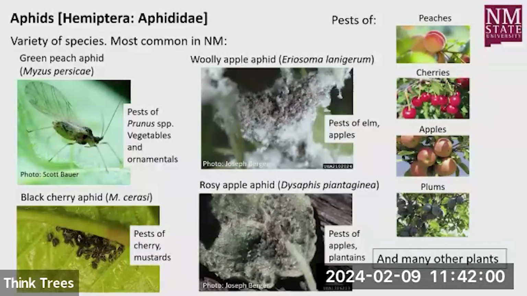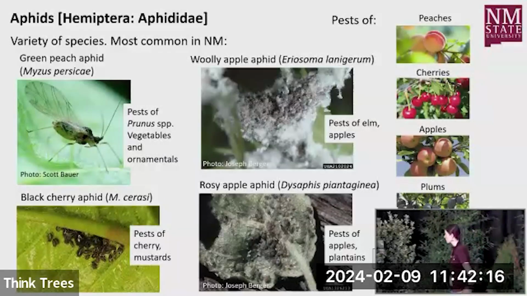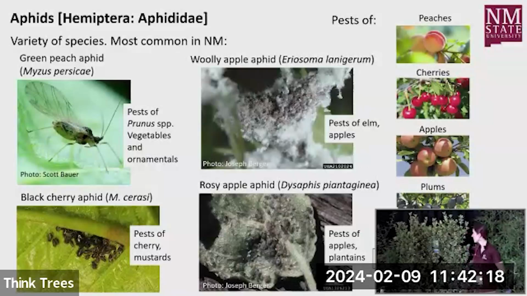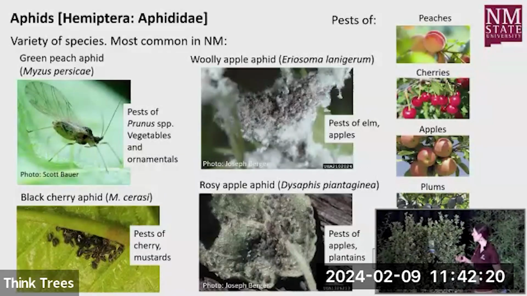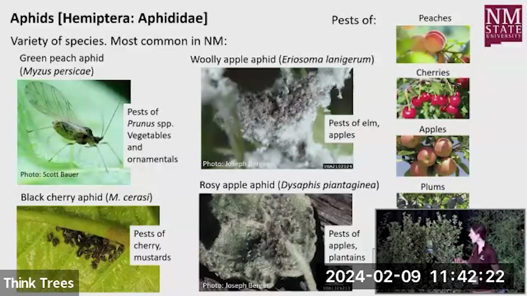Aphids. I believe this is the last pest I'm talking about. I could be wrong, but I think it is the last that I will mention. So earlier on, I said I get lots of different species of aphids, and fruit trees are no exception. There are a lot of different species of aphids. Some of them are specific to a particular type of plant. Like in this case, we have green peach aphid, woolly apple aphid, black cherry aphid, rosy apple aphid, a variety of different aphid pests.